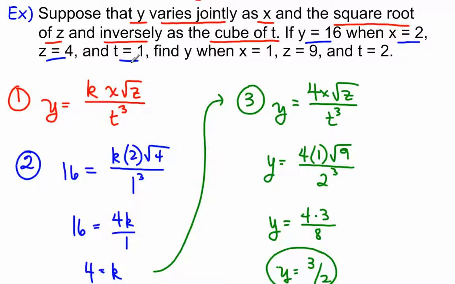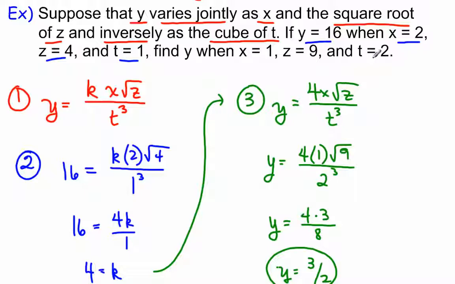So plug in what we know here, the y, the x, the z, and the t, and let's work it out. So the square root of 4 is 2, 2 times 2 is 4, 1 cubed of course is 1, divide through, and k is equal to 4. So we're going to take our 4 and plug it into that original variation equation. Then we're going to solve. It says, what happens when x is 1, z is 9, and t is 2?